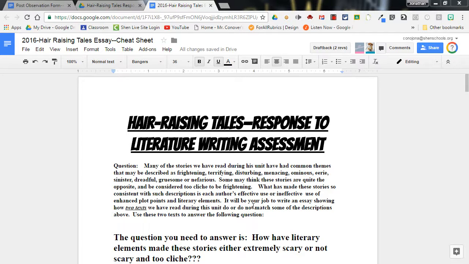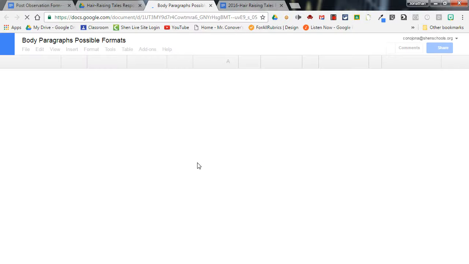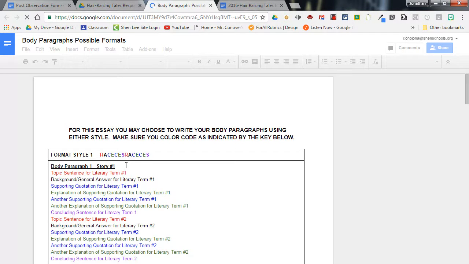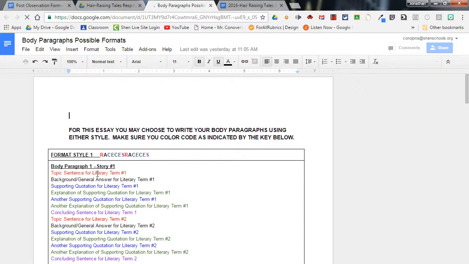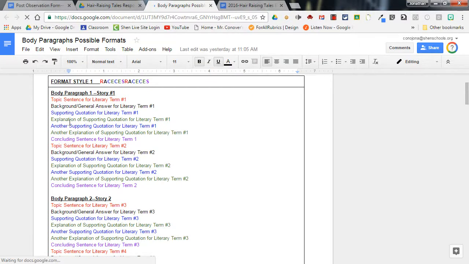By this point, you should have finished your introduction paragraph. You should have also finished your two body paragraphs. They should be color coded and ready to go with all the components of those together. Just to show you, one of the things that is in Google Classroom is the possible formats piece. As we have said several times throughout the week, each body paragraph is color coded so you can see what part goes with what, and it is a double paragraph.